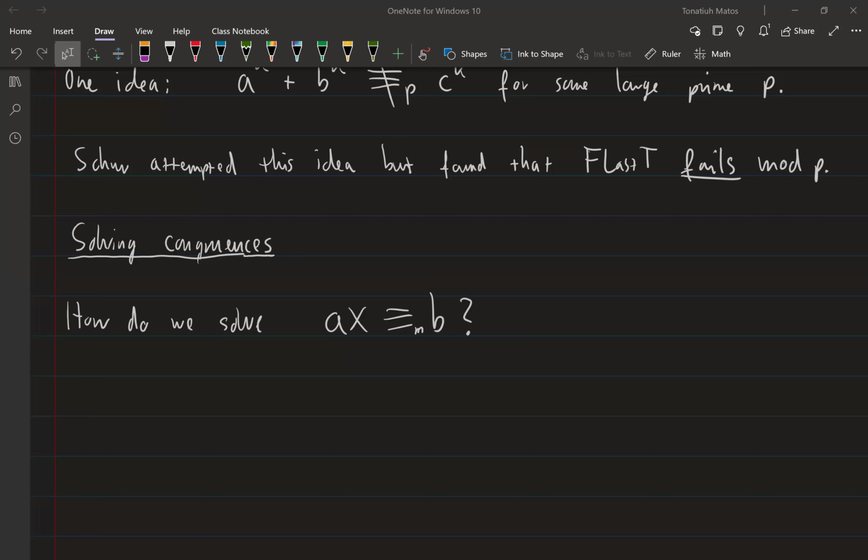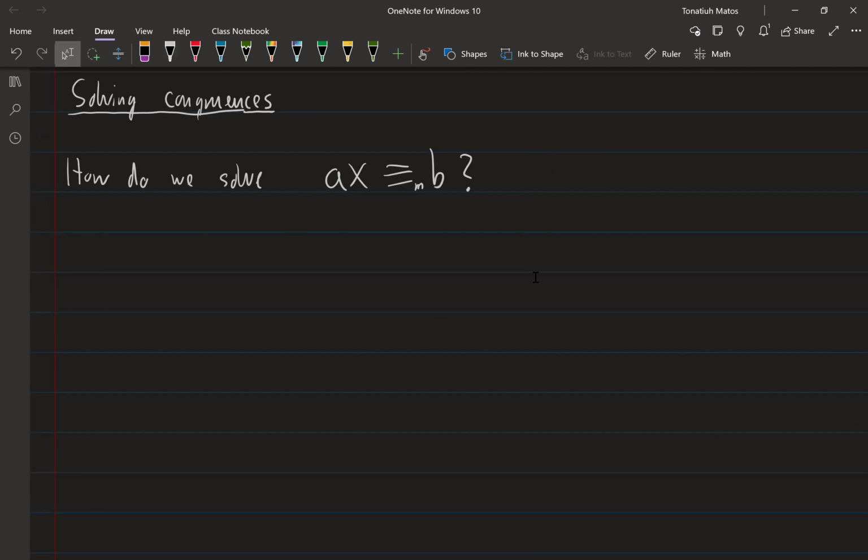Okay. So the first question that I want to address regarding how we solve congruences, let's think about this particular congruence, AX congruent to B mod M. How would we solve this? This doesn't have a general solution in the integers, and it won't have a general solution depending on the value of M. So maybe we can find a criterion.